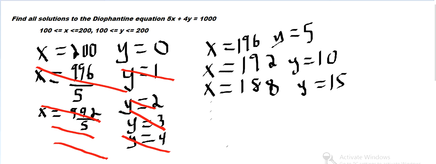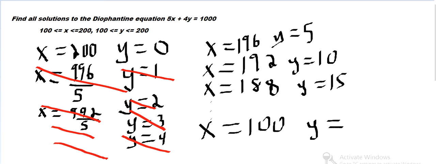So x is between 200 and 100, so we can go down to 100, and that would give, if x is 100, 4y is 500, so y equals 125. So that will be one solution. So we did find one solution, x and y are between 100 and 200. Can we find any more?